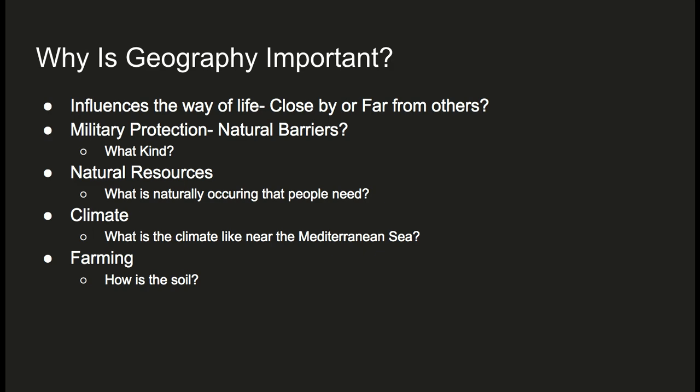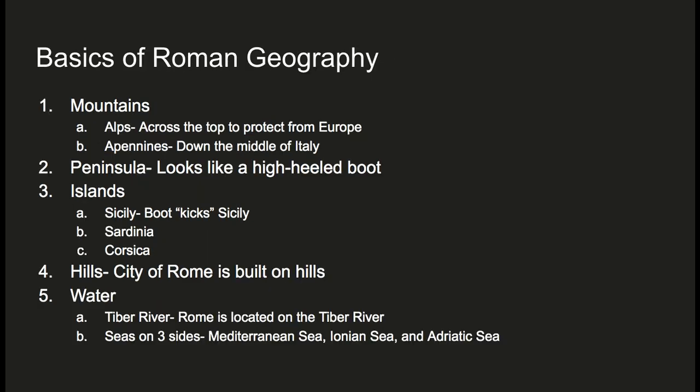Climate: you have to consider what the climate is like near the Mediterranean Sea. Because Italy is pretty much right next to Greece, a lot of the climate is going to be very similar. And then finally, farming. How is the soil? Rome is going to have some pretty fertile soil, especially by the water along the coast and the rivers that run through Rome. So, a little bit about the Roman geography.